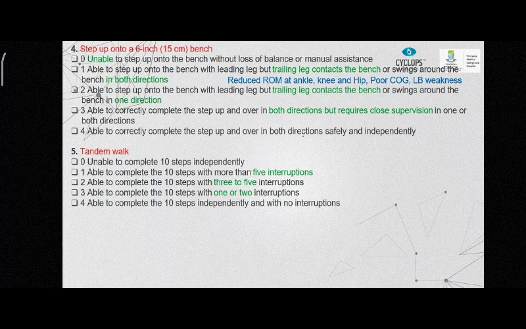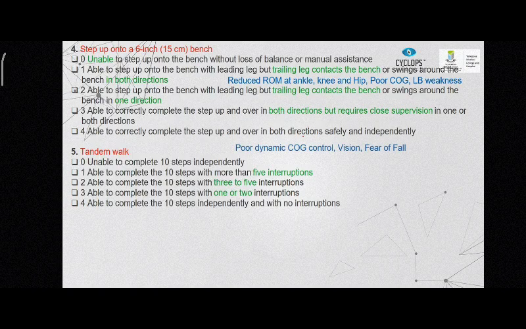Then we will ask the patient to do a tandem walk. If he is able to complete 10 steps with more than 5 interruptions, the score is 1. If he is able to complete 10 steps with 3 to 5 interruptions, the score is 2. If he is able to complete 10 steps with 1 or 2 interruptions, the score is 3. And 4 if he is able to do it all alone. If the score is 0 or 1, again we can see that this patient might have a fear of fall, or poor dynamic control of center of gravity, or the vision might be impaired.